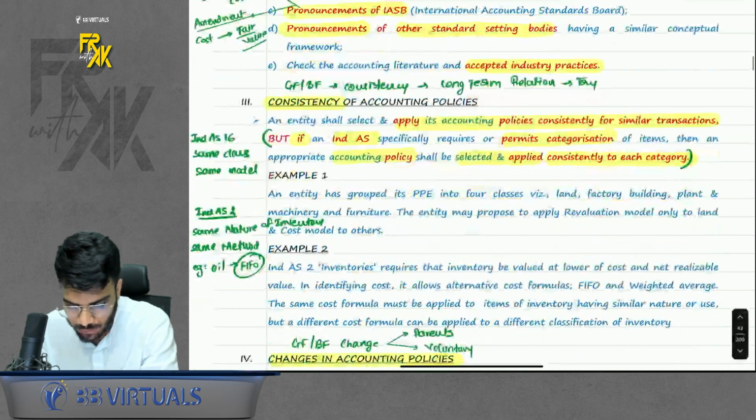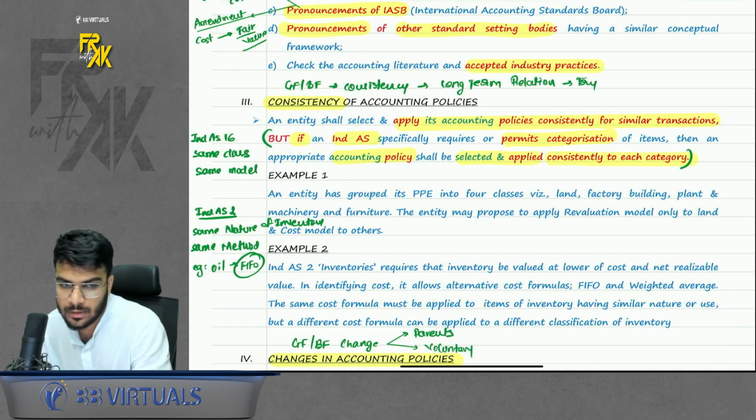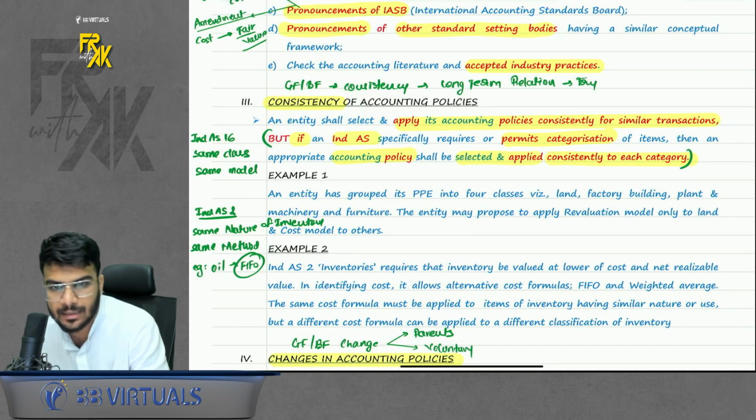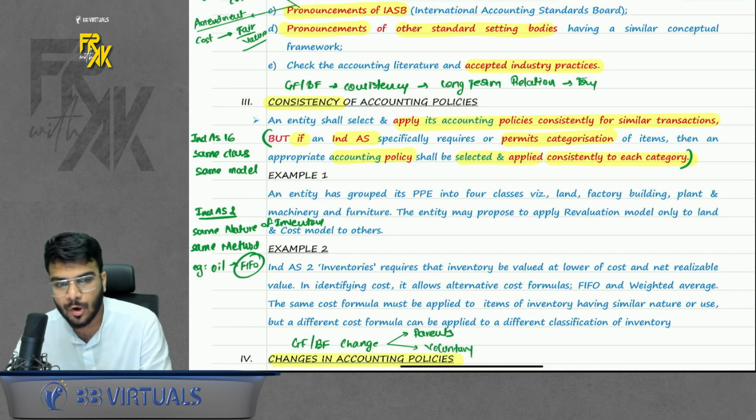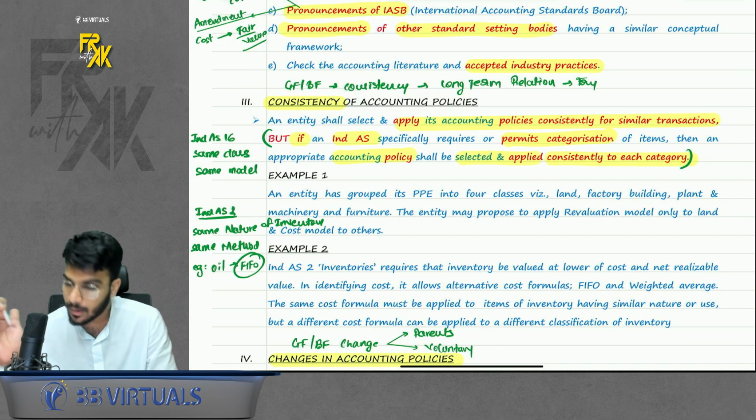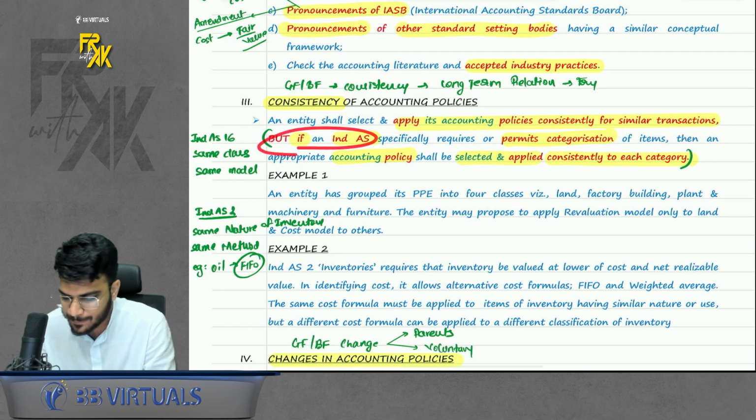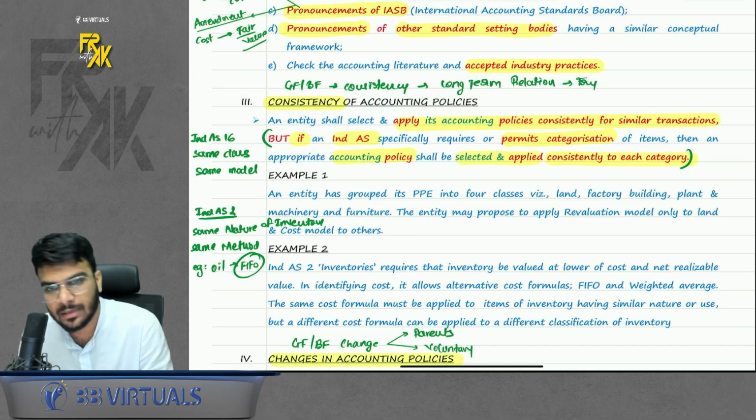Whatever you follow, whatever you choose, you should apply it consistently. Let's say for example you choose any model, so for all similar transactions you should use the same model. But if any Ind AS permits category-wise application of the model, then that is also allowed.